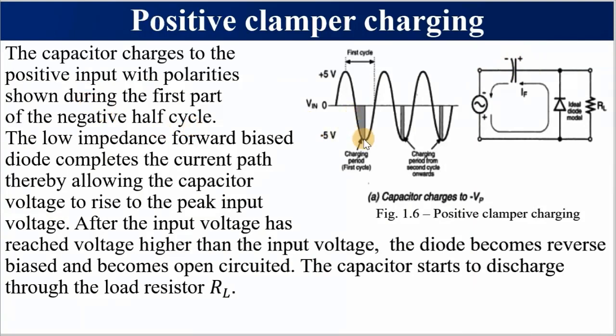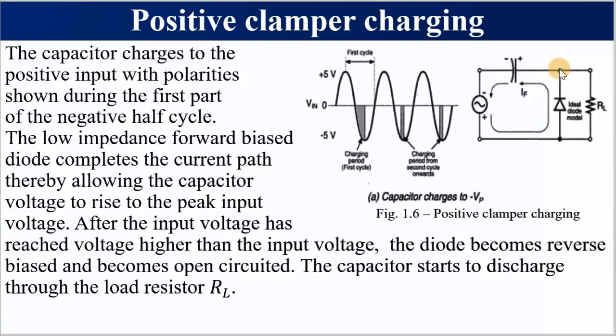But there is a difference in the way this capacitor charges during the first cycle and during the second cycle onwards. So when the input is negative, this diode is going to be forward biased and is going to conduct in this way, charging the capacitor. Please take note that this polarity is the same as this polarity, since this is an ideal diode. It behaves as a wire.